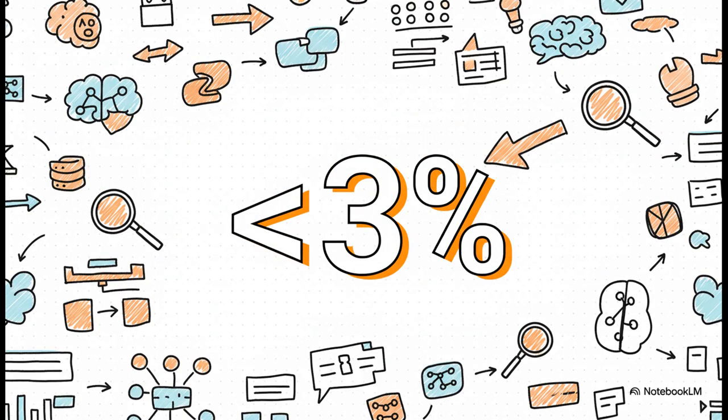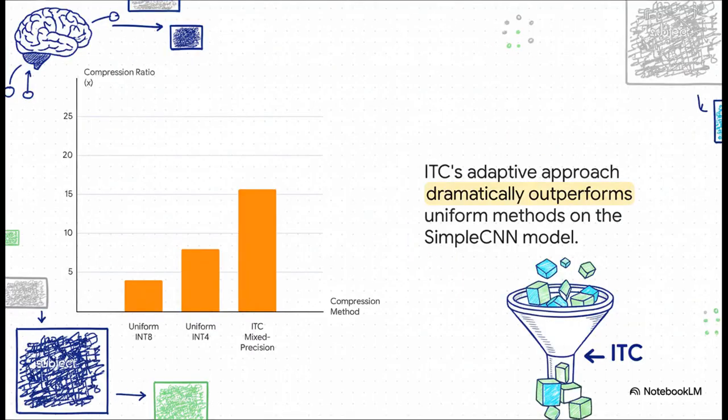But here's the part that really blew my mind. All that shrinking came with less than a 3% drop in accuracy. So you're getting these massive, massive gains in efficiency without really sacrificing performance. It's pretty much the best of both worlds. And this chart just tells the whole story, doesn't it?